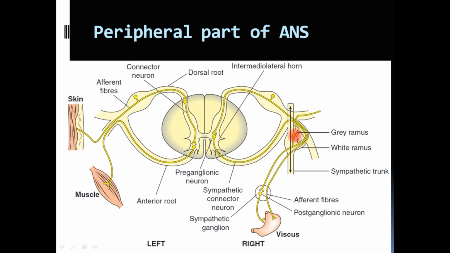post-ganglionic fibers which arise from the sympathetic trunk, they go back to the spinal nerves through the gray ramus and then continue in the form of spinal nerve and supply the end organ supplied by the spinal nerve. So that is how the peripheral part of the sympathetic autonomic nervous system is.